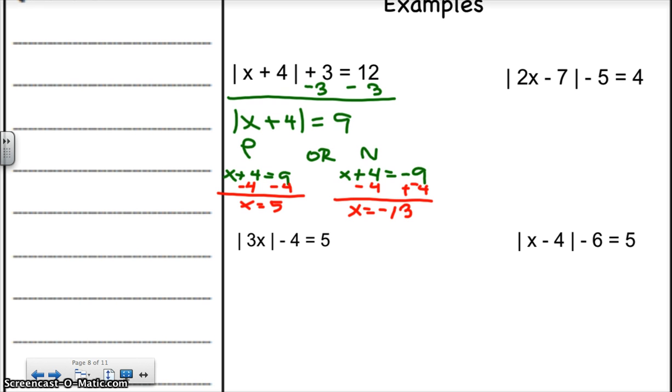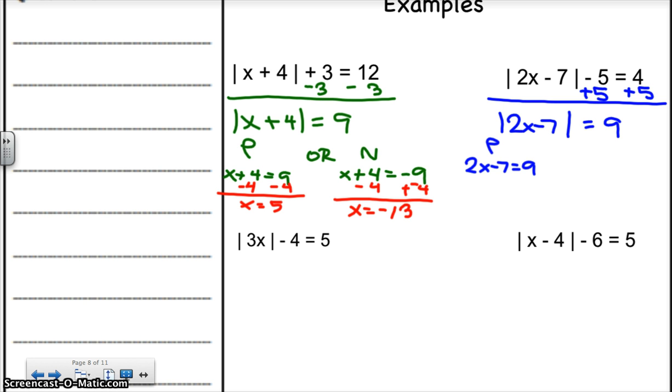Solving my absolute value, I need to get my absolute value sign alone. Right now, this minus 5 is sticking around my absolute value, so I need to get rid of it. So I'm going to add 5 to both sides. I'm left with the absolute value of 2x minus 7 is equal to 9. Now my absolute value sign is all by itself. I can make my cases. Positive case, 2x minus 7 is positive 9. Or my negative case, 2x minus 7 is negative 9.